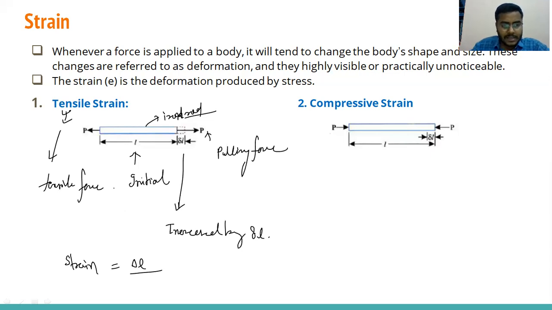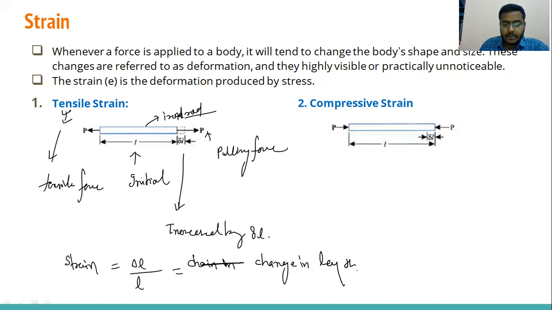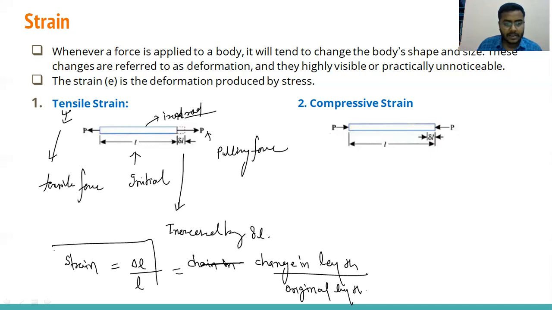So what is the strain here? Change divided by original length. In words we can write: change in length divided by original length. Here the initial length was L and it increased by delta L by applying a pulling force. This is called tensile strain.